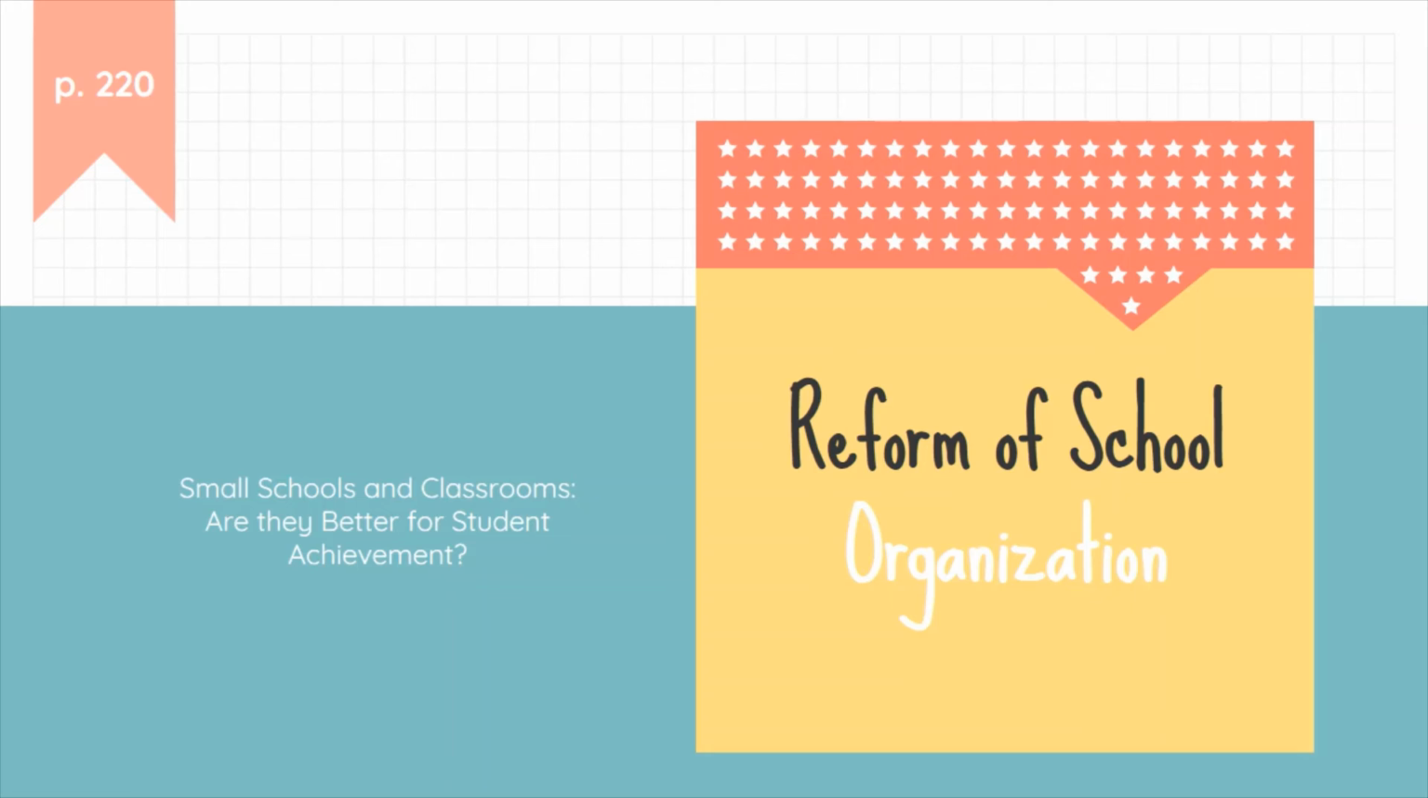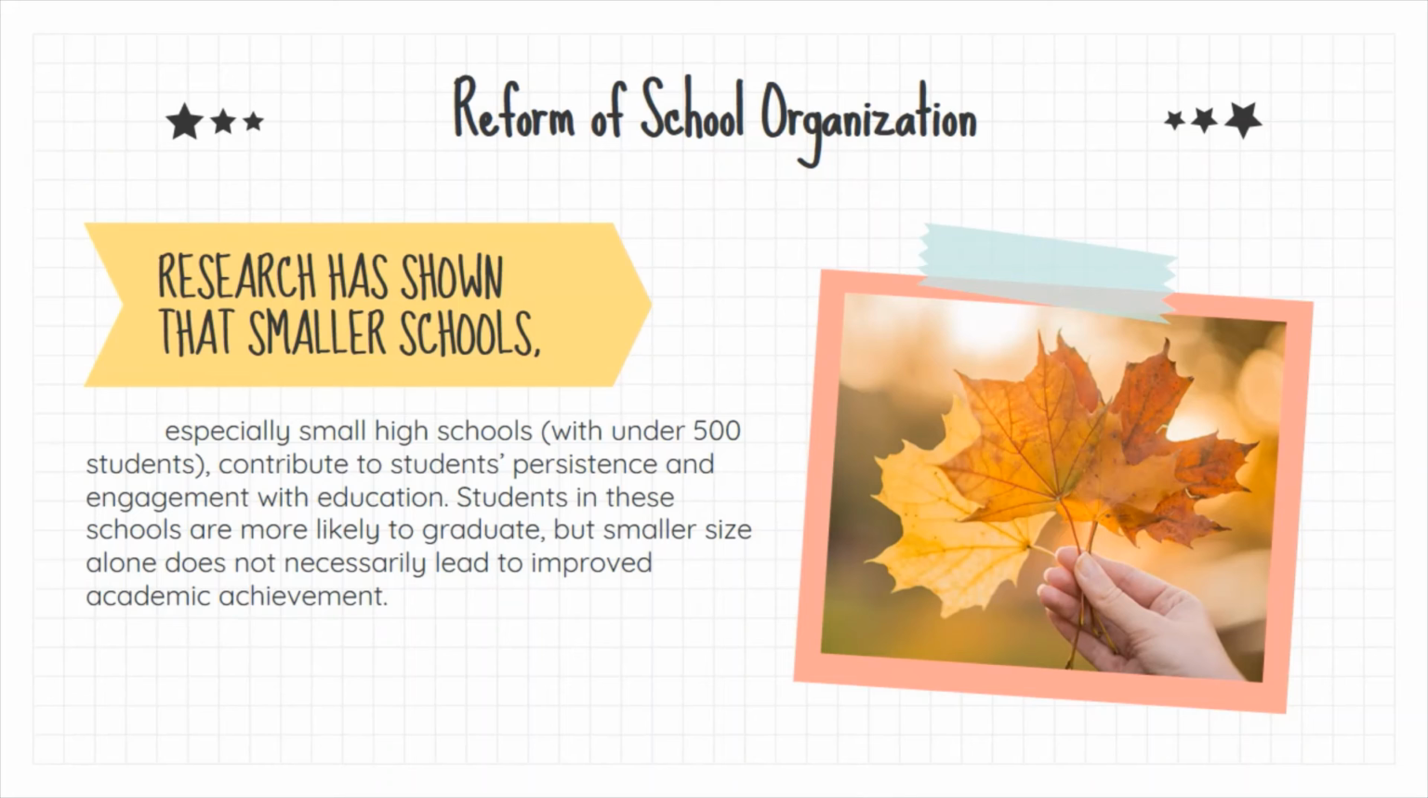Reform of school organization. Small schools and classrooms, are they better for student achievement? Research has shown that smaller schools, especially small high schools with under 500 students, contribute to students' persistence and engagement with education. Students in these schools are more likely to graduate, but smaller school size alone does not necessarily lead to improved academic achievement.